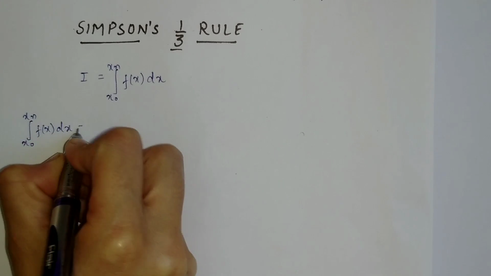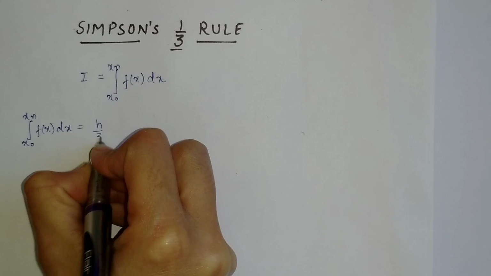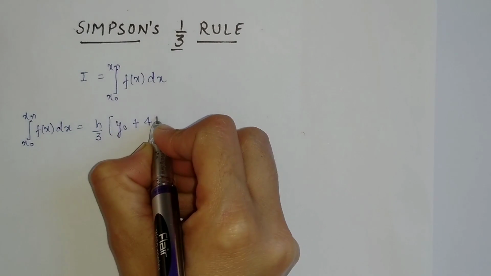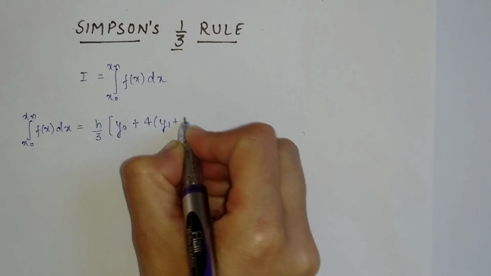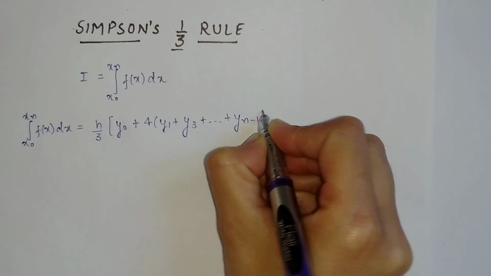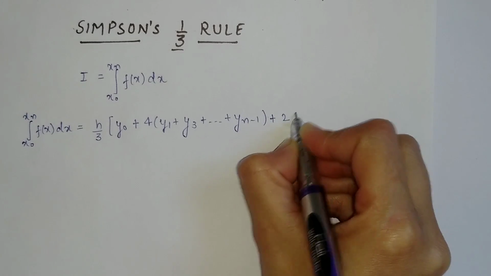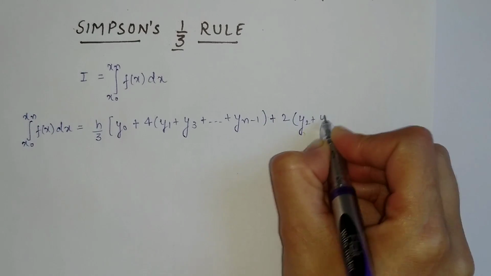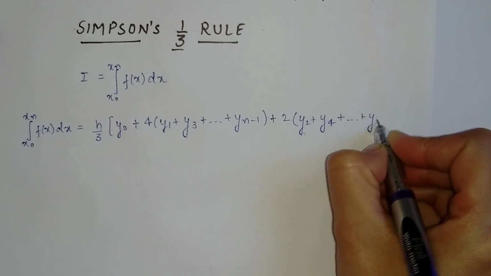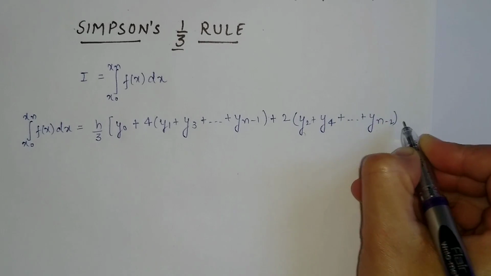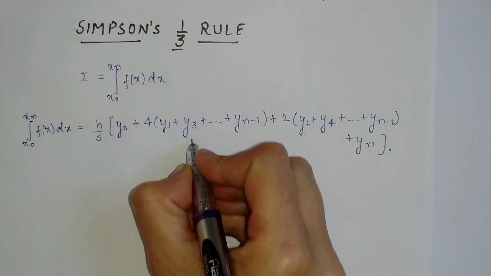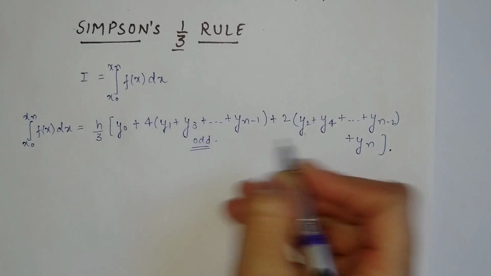is equal to h by 3 times y0, meaning the first value of f(x) after putting the value of x, plus 4 times (y1 plus y3 and so on to yn minus 1). These are the odd values, and 2 times (y2 plus y4 and so on to yn minus 2), all the even values, plus the last value, that is yn. So this is the formula for Simpson's 1/3 rule.